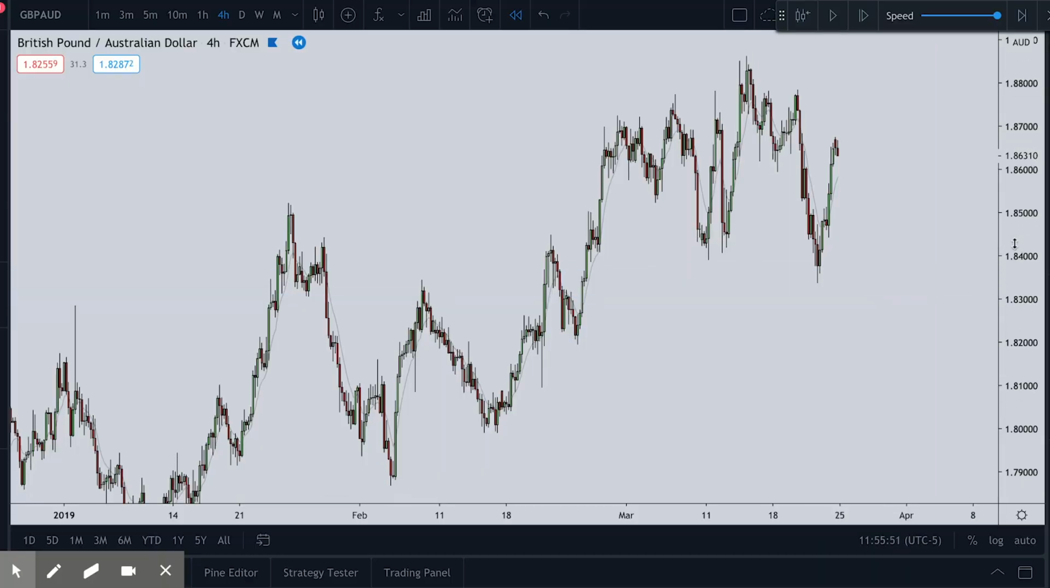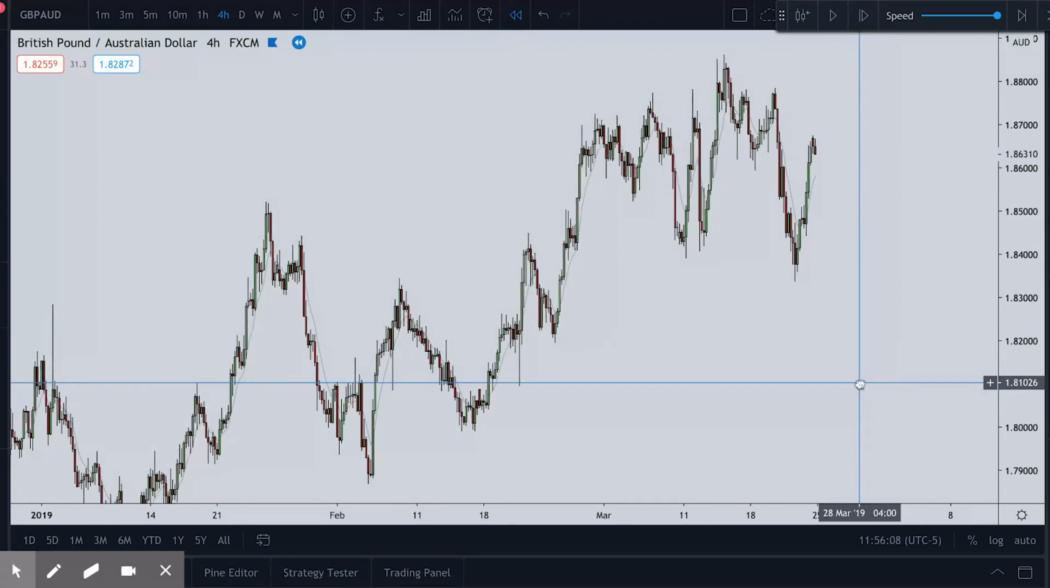Okay, so in this video, we'll talk about identifying entry points. Now, I do this in very much the same way as I identify my targets, but of course, we are looking to the other side of it. So we're actually looking to get in line with the trend rather than targeting somewhere a bit further away from price. So I'm going to show a couple of examples here.